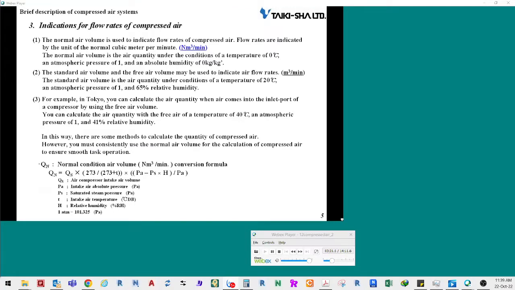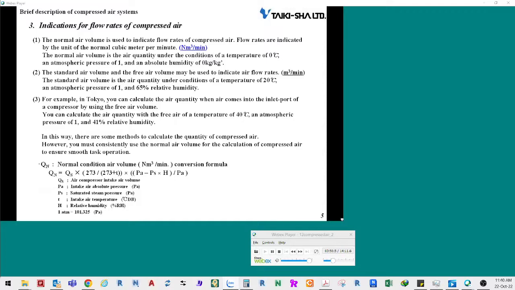Three. Indications of flow rates of compressed air. The normal air volume is used to indicate flow rates of compressed air. Flow rates are indicated by the unit of the normal cubic meter per minute. The normal air volume is the air quantity under the conditions of a temperature of 0 degrees Celsius, an atmospheric pressure of 1, and an absolute humidity of 0.